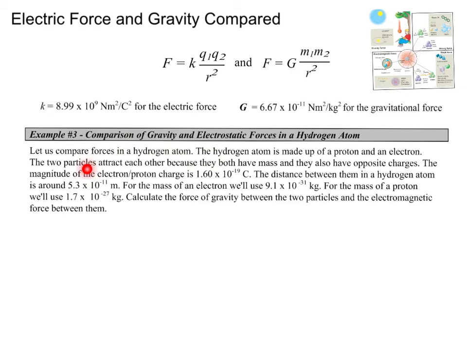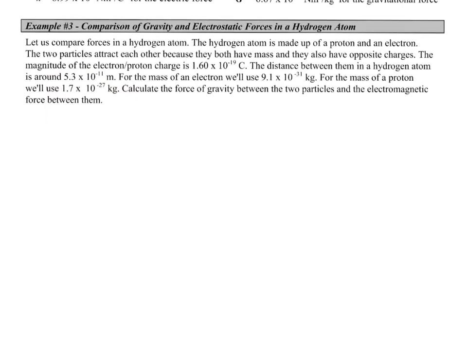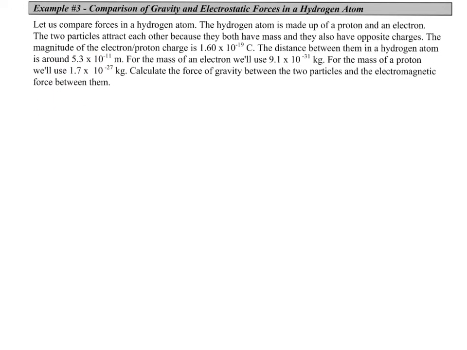The two particles attract each other because they both have mass, so they attract each other by gravitational force, but they also have opposite charge, so they attract each other due to the electromagnetic force. The charge on each is 1.6 times 10 to the negative 19 coulombs. The distance between them is 5.3 times 10 to the negative 11 meters. The mass of an electron is 9.1 times 10 to the negative 31 kilograms, and the mass of a proton is 1.7 times 10 to the negative 27 kilograms. So let's start by calculating the force of gravity between them.